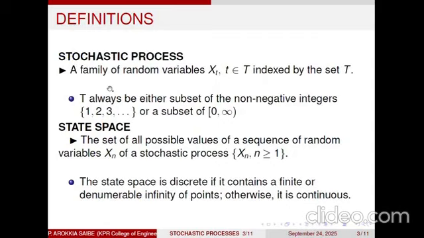Here is the definition of stochastic process. A family of random variables Xt, where t belongs to the set T. This Xt is nothing but a stochastic process, and the set T is either discrete or continuous. Now let us go on to the topic called state space. A state space is nothing but a set of all possible values of a sequence of random variables Xn, where this state space is either discrete or continuous.